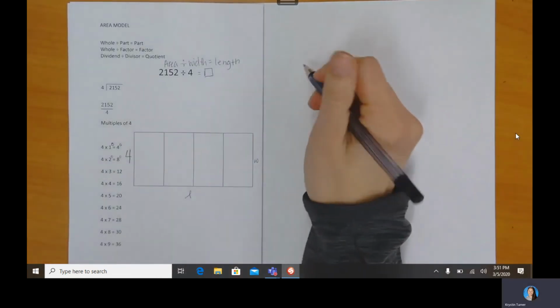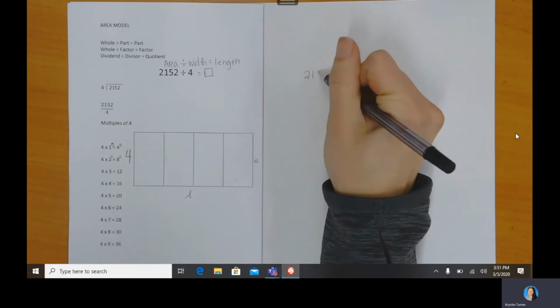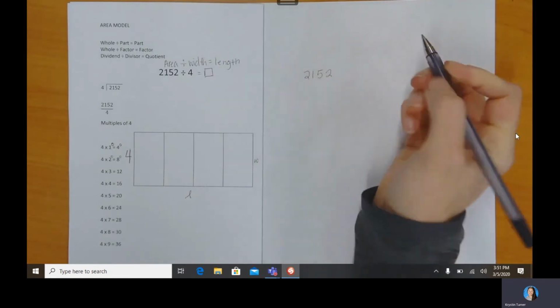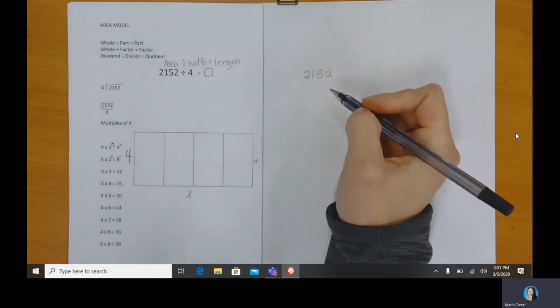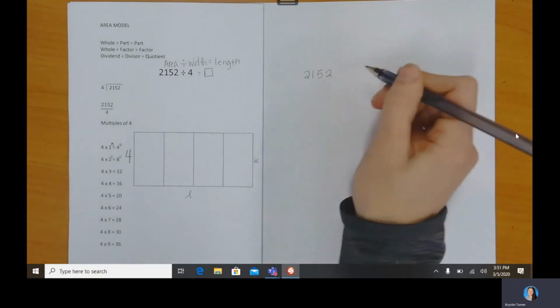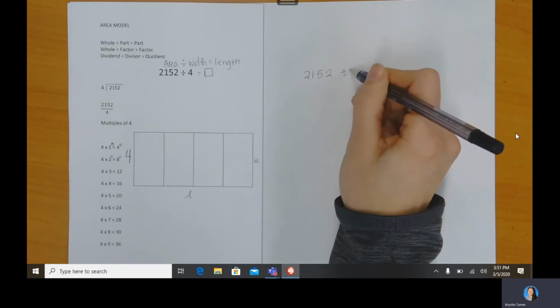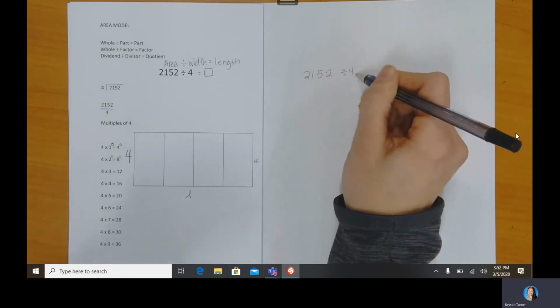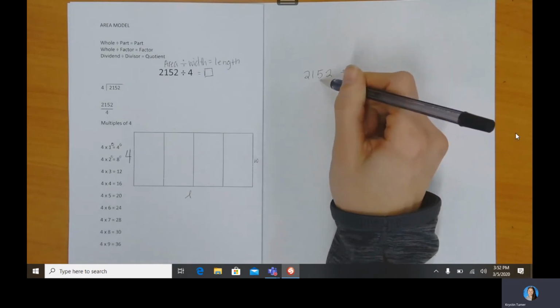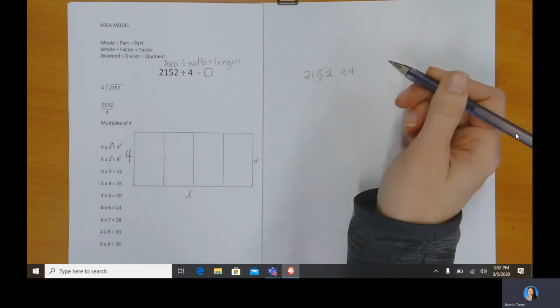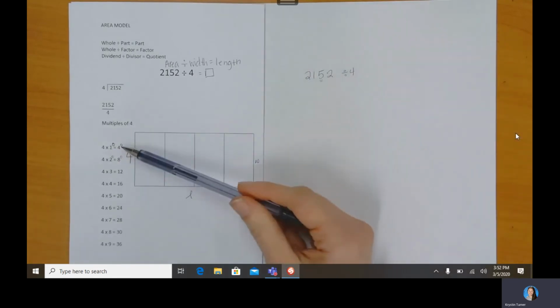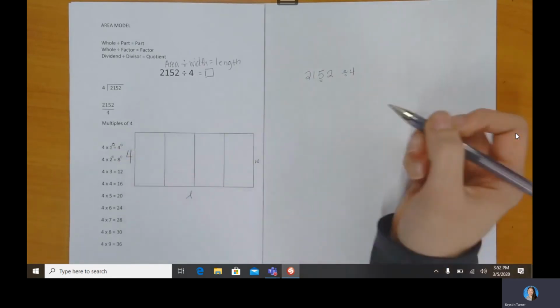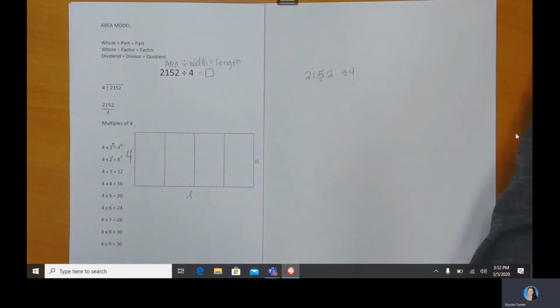So I'm going to take this 2,152 and I'm going to decompose it. Now I could decompose it by place value if each individual place value can be divided by 4. Unfortunately, 2 cannot be divided by 4 and get a whole number. 50, because that 5 actually means 50, cannot be divided by 4 and get a whole number. So we can use these multiplication facts over here to help us determine what numbers we could use.